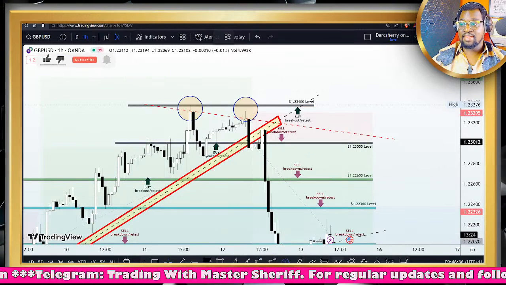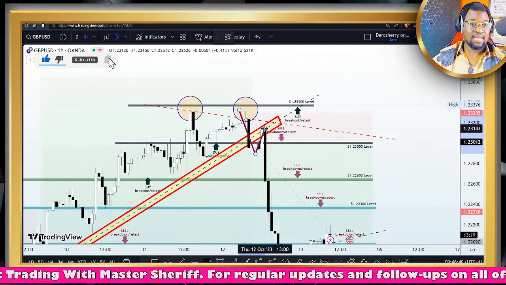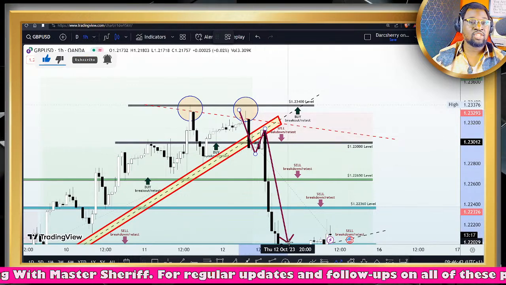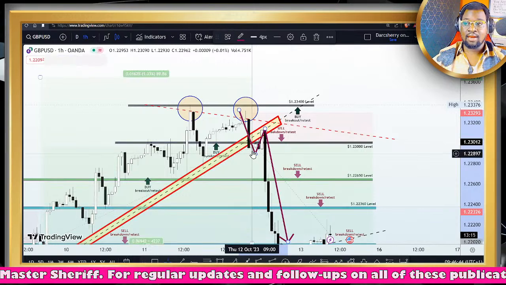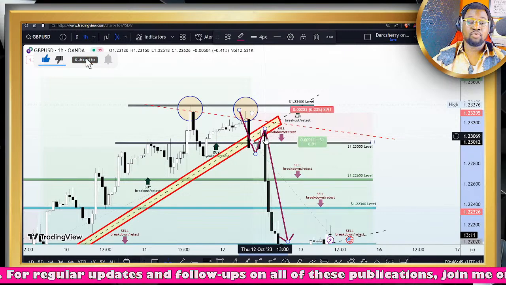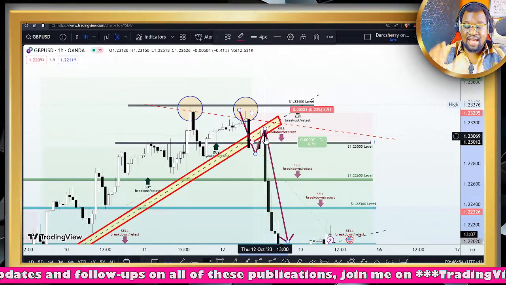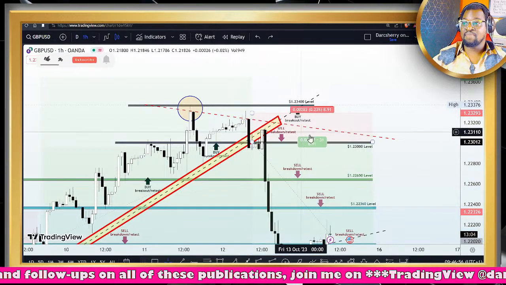Then we said here that we will look out for a breakdown, retest of the ascending trend line, after which we want to be joining a decline to the downside. And this was exactly what happened a couple of hours into the New York session yesterday. And since that moment, we have been selling.